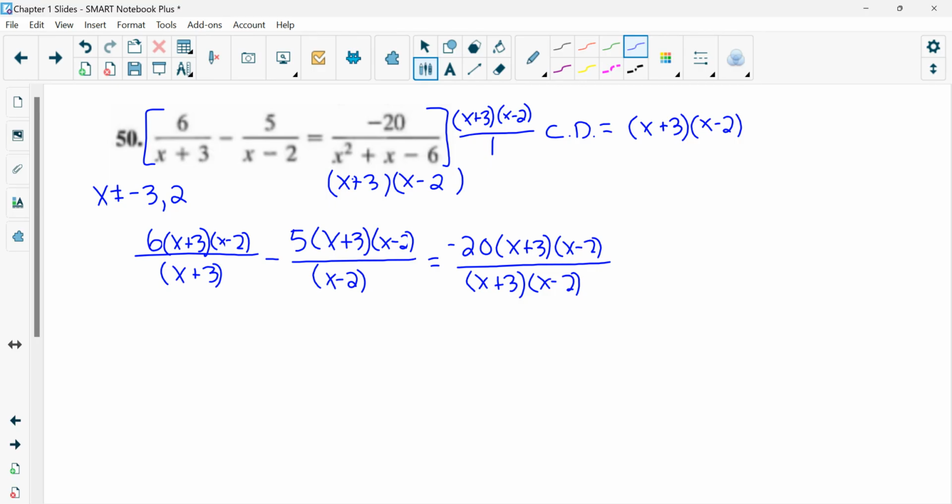So, with that being said, we can now look to cancel. Everything's separated by multiplication here. So in that first fraction, the x plus 3's cancel. In the second fraction, the x minus 2's are going to cancel. So we're left with negative 5 times quantity of x plus 3. And on the right fraction, the x plus 3's and the x minus 2's are canceling, so we're left with just negative 20.